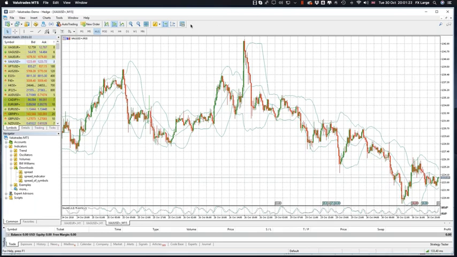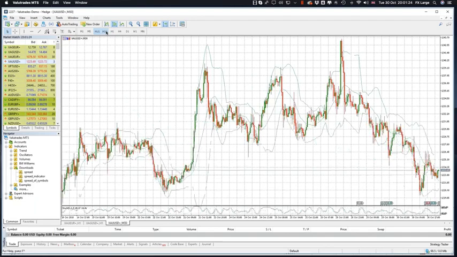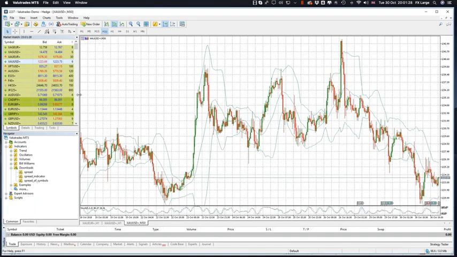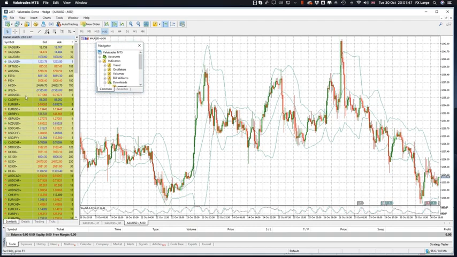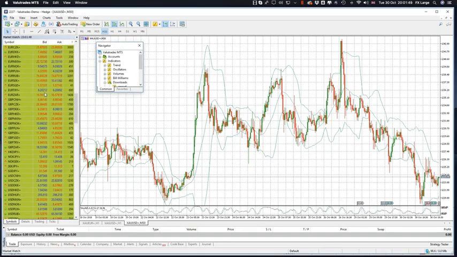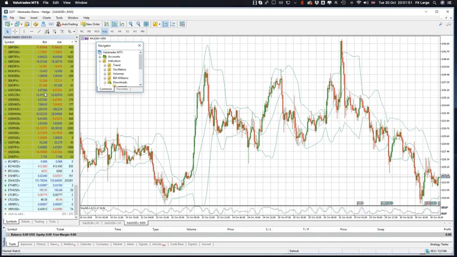You have all the different indicators, you have all the same time frames, your market watch is the same, and your navigator is the same. And basically the terminal is the same. You can do this on MT4 and MT5 if you want, you can move your navigator and have it floating. Some people like this because they want to see the entirety of their market watch.